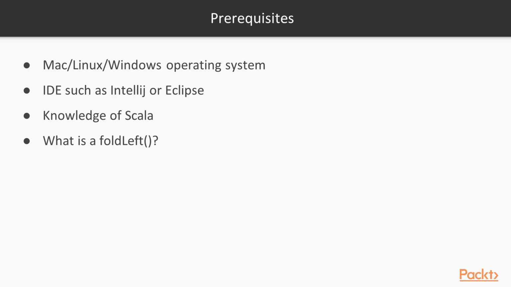For this course, it's enough if you have a Mac, Linux, or a Windows operating system, with an IDE such as IntelliJ or Eclipse installed. Ideally, you have some basic or beginner knowledge of Scala, as it will help you understand some concepts quicker. If you don't know anything about Scala, knowing some basics about another functional language should also be enough. As a rough benchmark, this course is for you if you know how to perform a fold left.